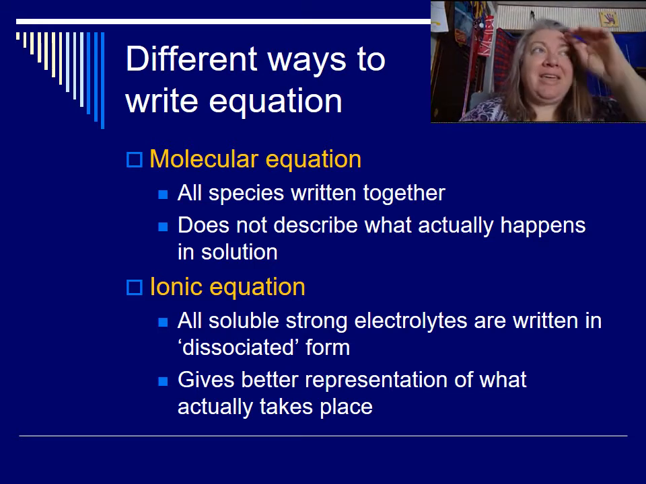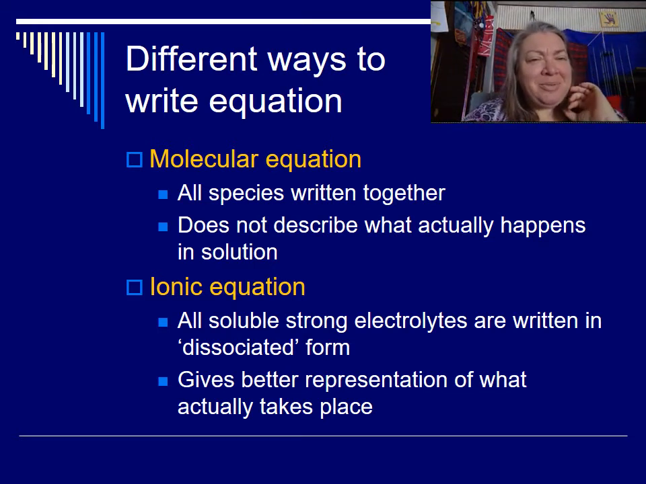This gives a better indication of what actually takes place. So this is like, did you ever watch Magic School Bus? So if we could get in the Magic School Bus and we could go down into the solution, we could see that these ions are actually separated from one another and they're moving independently. And that can give us a better idea of figuring out whether or not something's likely to react. So molecular is like what we've always been doing. Ionic, anything that's a strong soluble electrolyte, gets broken apart.